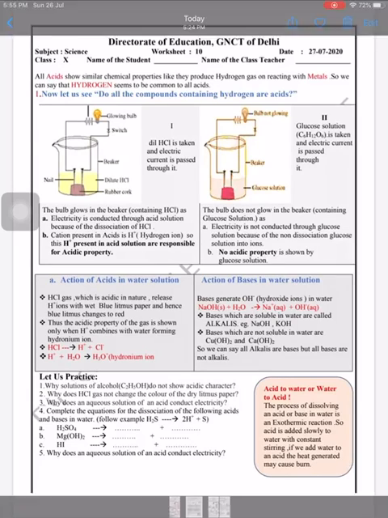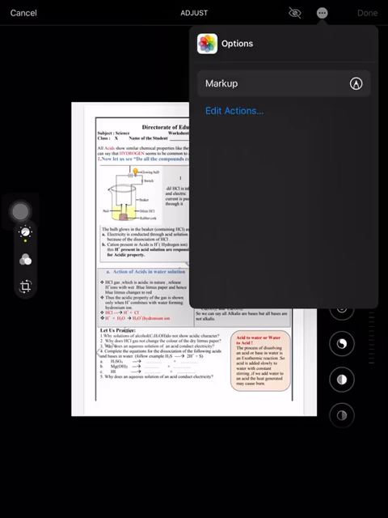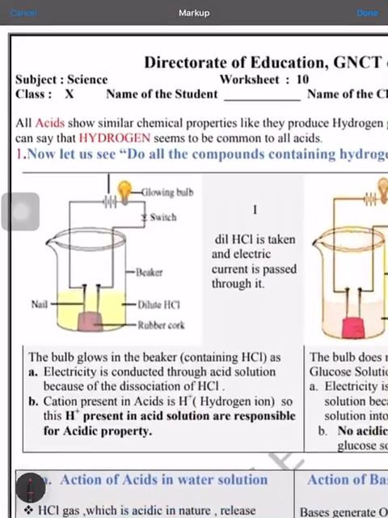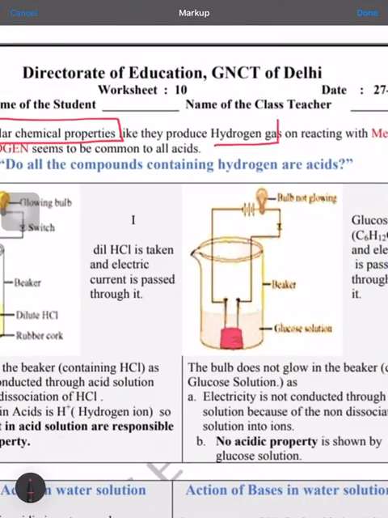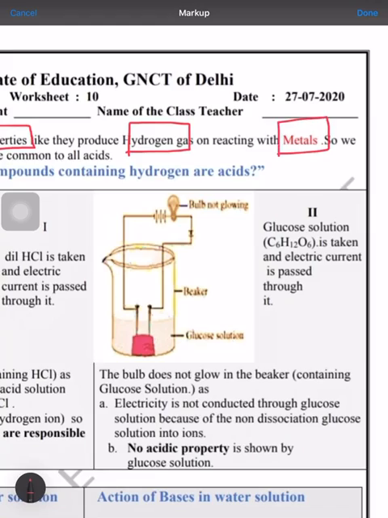...be common in all acids. This is very important. Sometimes a question comes: what is common between all acids? So you have to remember that all acids have similar chemical properties. This line is very important, that they produce hydrogen gas. We'll see how this reaction happens when they react with metals.